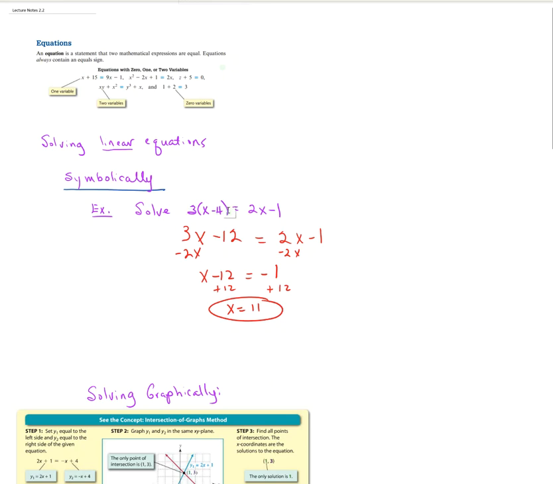So if this were our original equation, we want to distribute on the left, and then we have this on the right still. Then we want to get our x's together, so I'm going to subtract 2x over here, and subtract this 2x to here, and that leaves me 1x minus 12 equals negative 1. Then I'm going to add 12 to both sides. That gives me x equals 11, and that would be the solution.